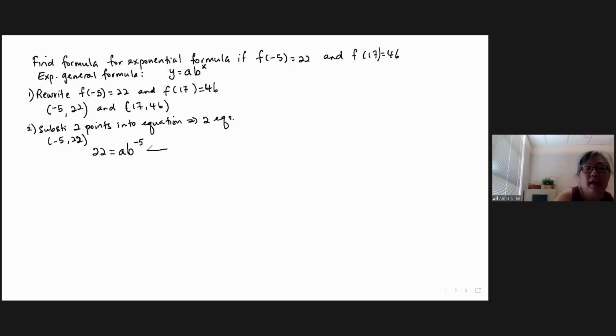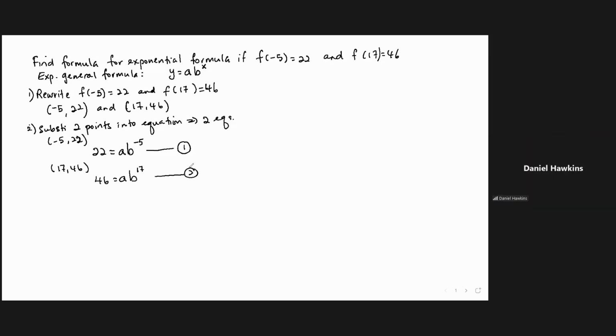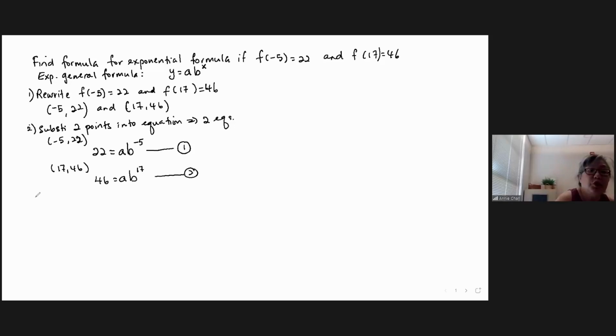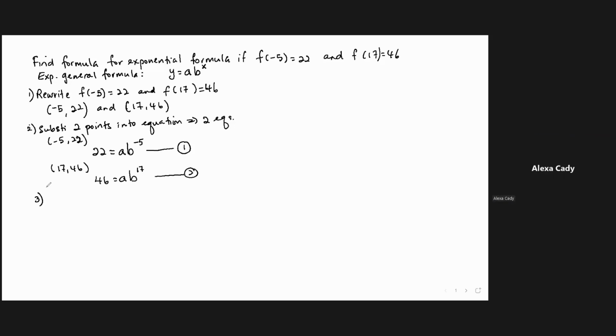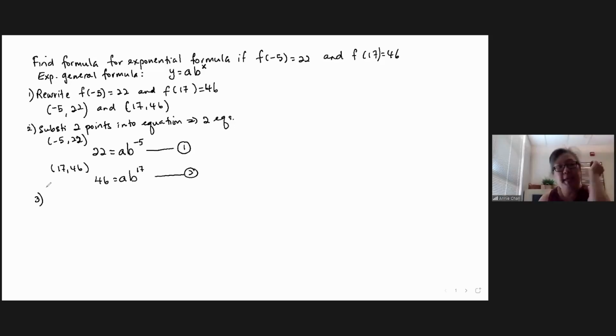So I pronounce this one as my first equation because I'm going to get 2 equations, right? So then the second equation is going to be 17, 46. Same thing, I'm going to do the same thing again. 46 equals a b to the 17. And this is my second equation. What am I solving for? A and b. A and b. So what should I do in the process of solving A and B?